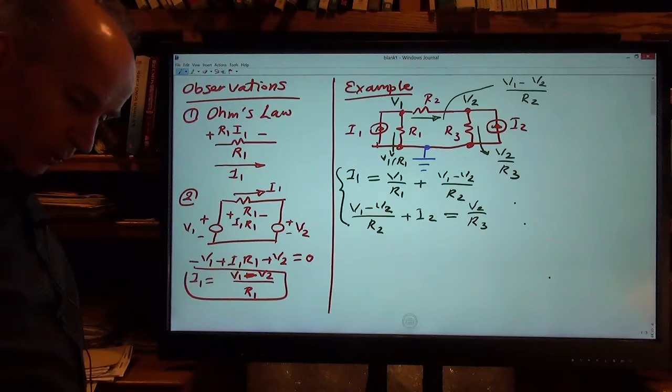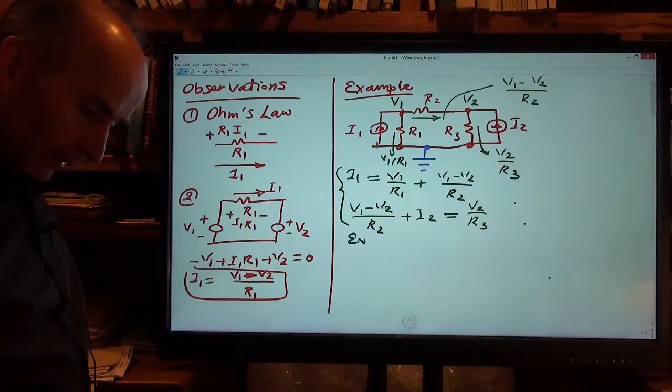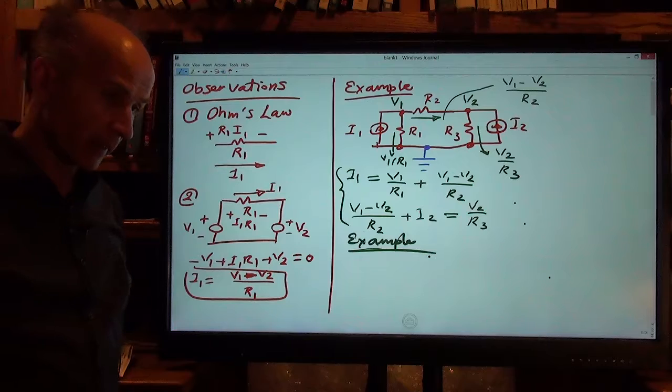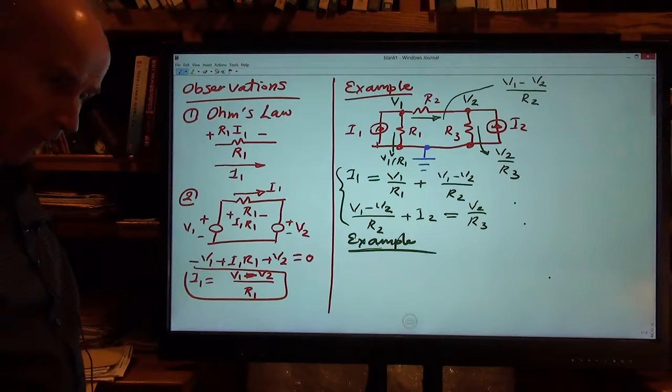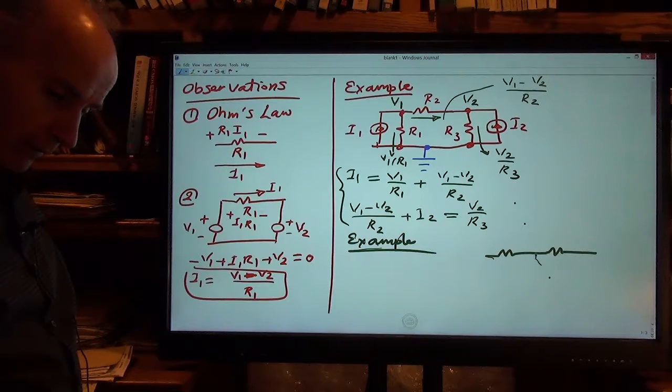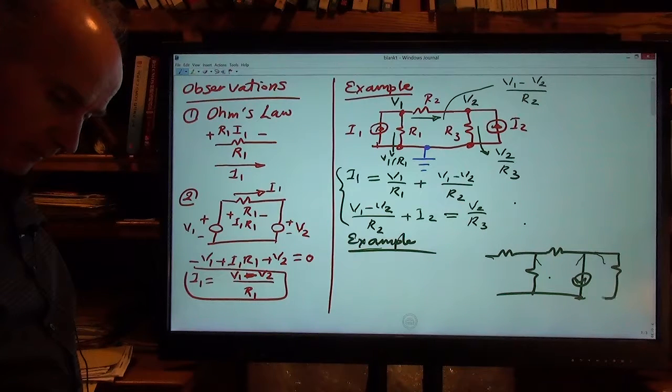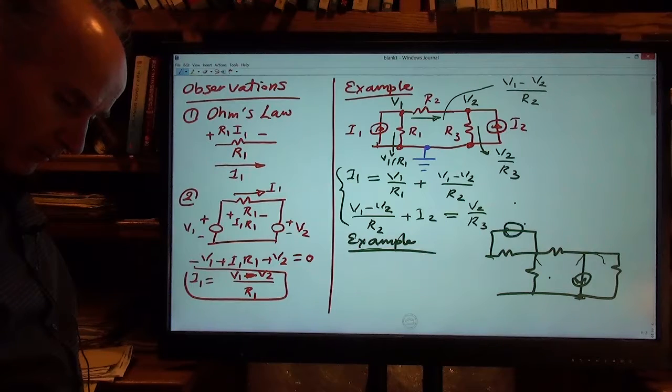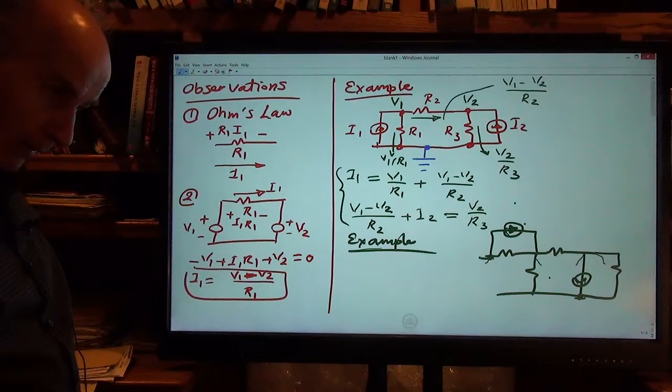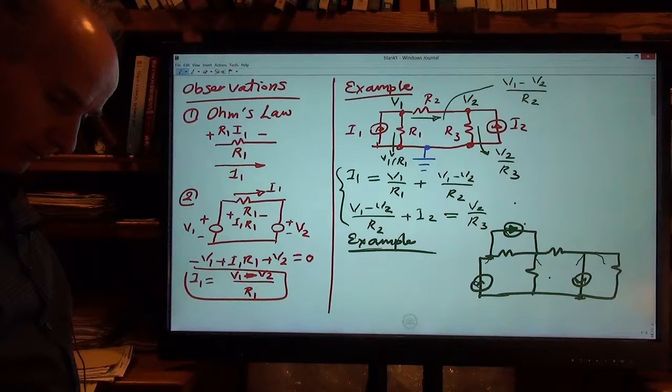So I wanted to show you one more example of nodal analysis. This time we pick a circuit like this. Here is a resistor, another resistor, another resistor, and then we have a current source. Then we have another resistor. Then we have another current source. Then we have another current source here.